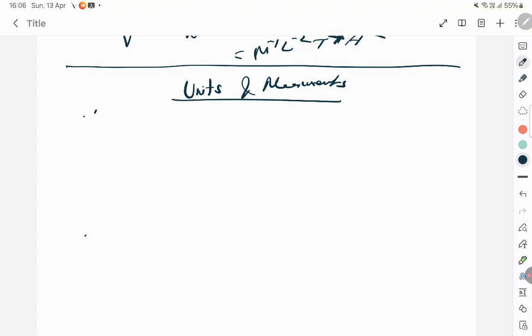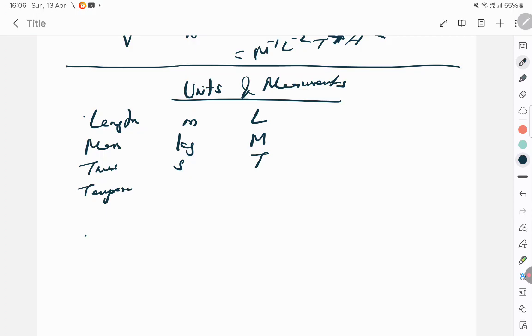Length generally is in meters, whereas dimensionally it is L. Then mass generally is in kg, dimensionally it is M. Time, the SI unit is seconds, dimensionally it is capital T. Temperature, Kelvin is the SI unit, and the dimensional formula is also Kelvin. Current, electric current is ampere, and here also it's ampere.